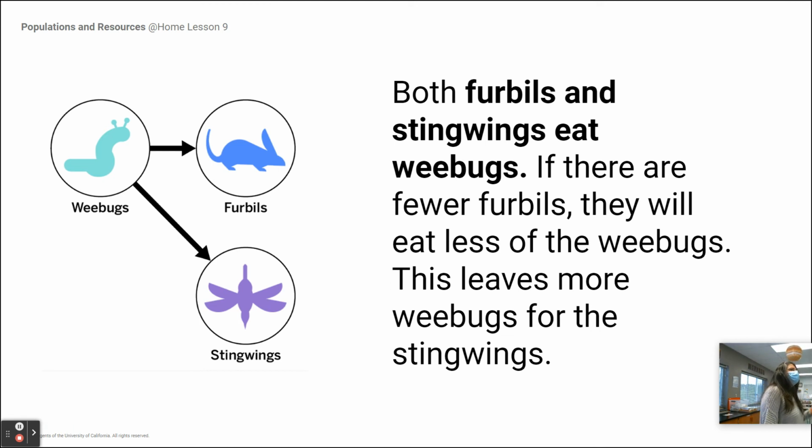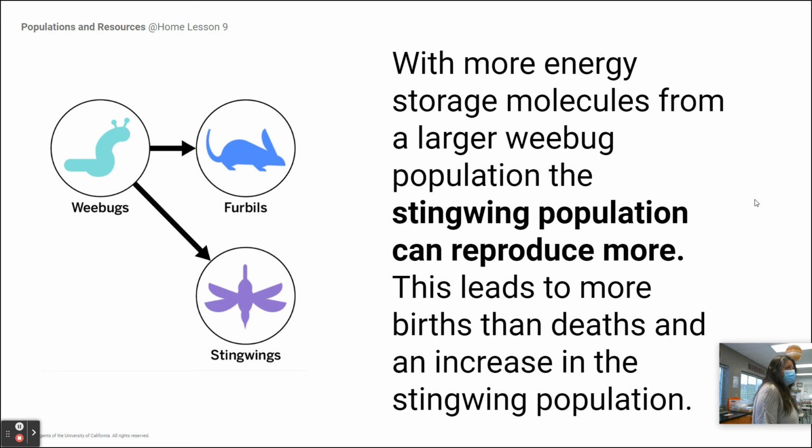So we found that both furbills and stingwings eat wee bugs. If there are fewer furbills, they will eat less of the wee bugs. That will leave more wee bugs for the stingwings. With more energy storage molecules from a larger wee bug population, the stingwing population can reproduce more. This leads to more births than deaths and an increase in the stingwing population. Your answer should have been very similar to that, okay? Especially with the energy storage molecules.